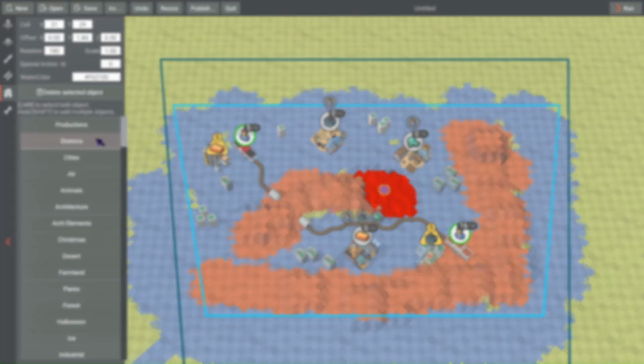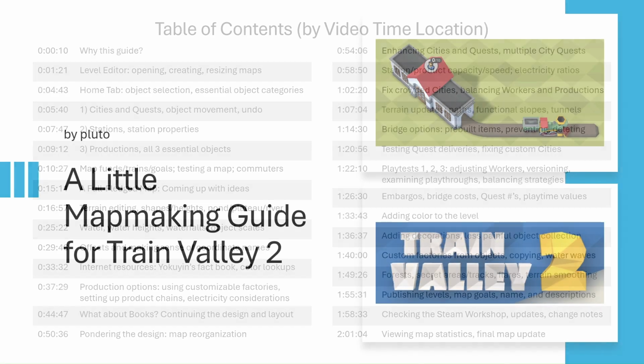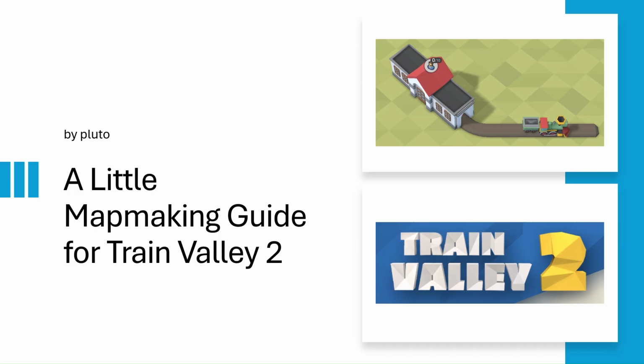It does, of course, have a few quirks, and the interface is not always intuitive. In this guide, I'd like to do a walkthrough of creating and publishing a map, which will hopefully take some of the mystery out of the process and make it easier for you to publish your own maps. The Train Valley 2 workshop on Steam has 3,000 maps as of 2026, and we'd love for everyone to keep publishing maps and improving on their skills so that our lovely community will thrive for another 100 years. Without further ado, let's get started.